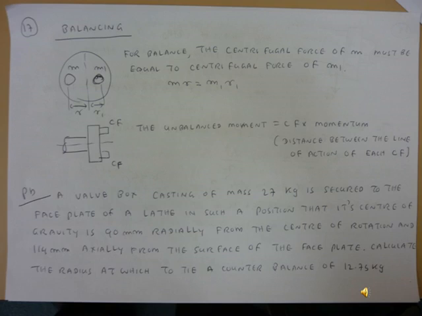So this is the distance between the lines of action of each centrifugal force. And based on this balancing theory concept, we have to solve the problem. The problem is given: a bulk casting of mass 27 kN is secured to the faceplate of a lathe in such a position that its center of gravity is 900 millimeter radially from the center of rotation and 114 millimeter axially from the surface of the faceplate. Calculate the radius at which to place a counterbalance of 12.75 kN.